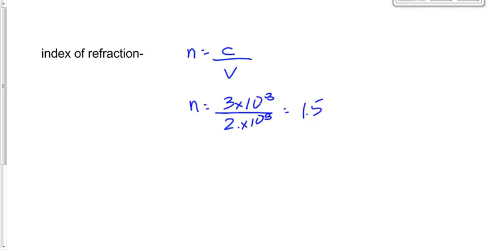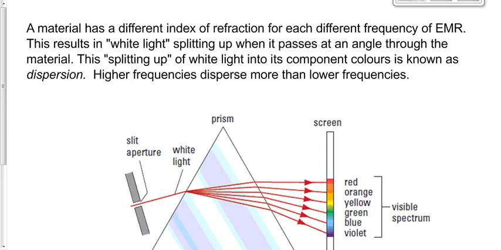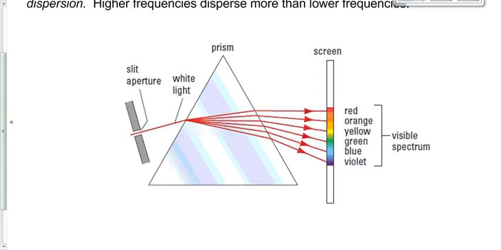It actually varies slightly depending upon the color or frequency of EMR that you're using. Now, generally, for most purposes, we just say, look, we got one value for index of refraction. But strictly speaking, there is a value that's slightly smaller or slightly larger than that, depending upon the color that you're using. You guys have all seen this before, right?